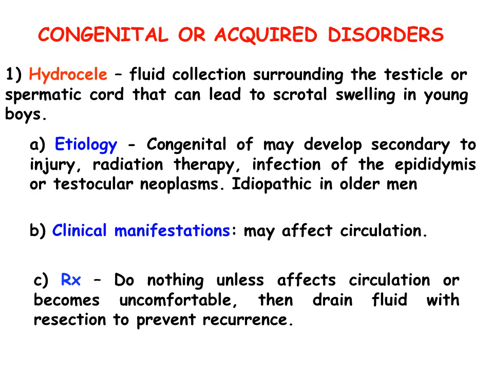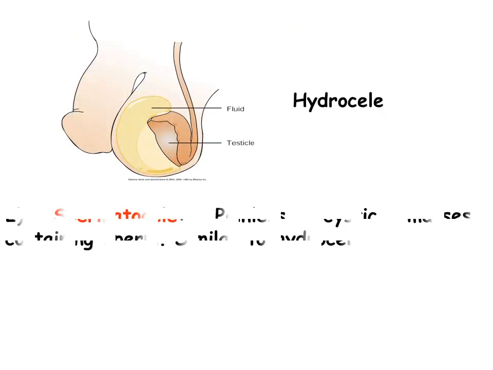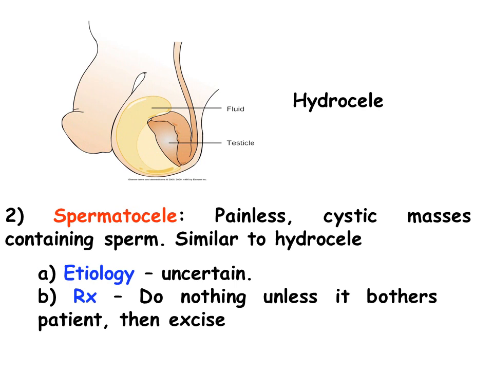Most of the time, there aren't that many clinical manifestations unless it begins to affect the circulation. So the treatment is not to do anything, again, unless it affects the circulation or becomes uncomfortable, and then you've got to drain it and resect it to prevent recurrence. And you can see a picture here of hydrocele.